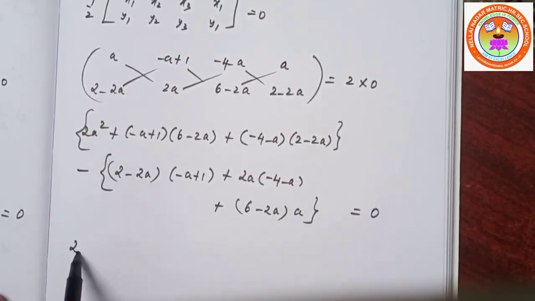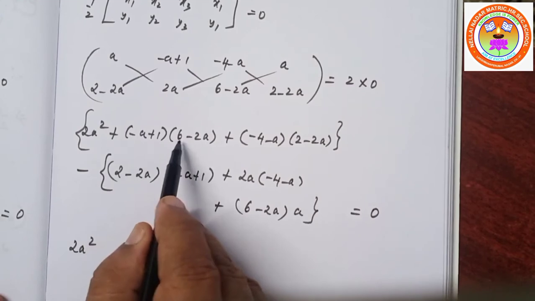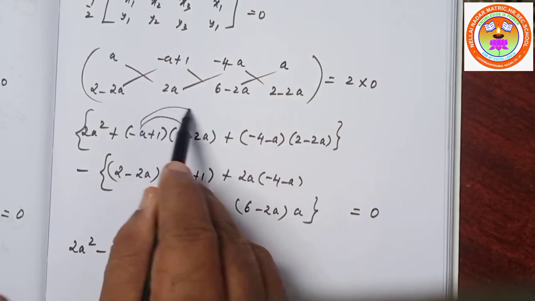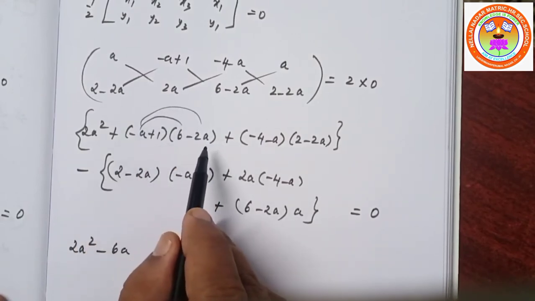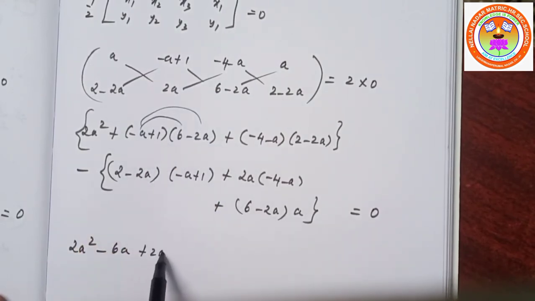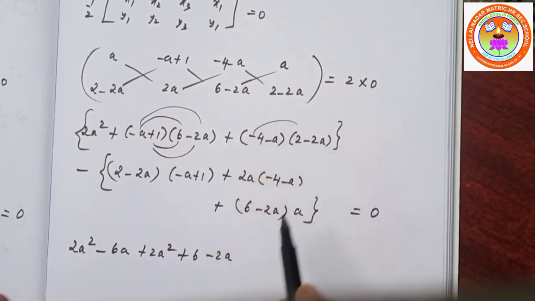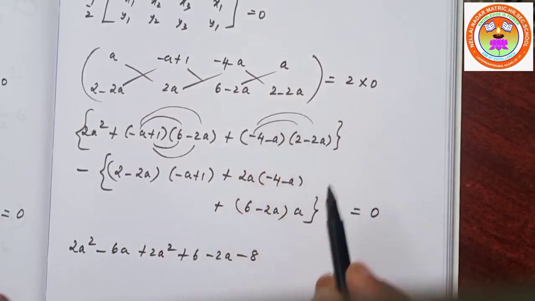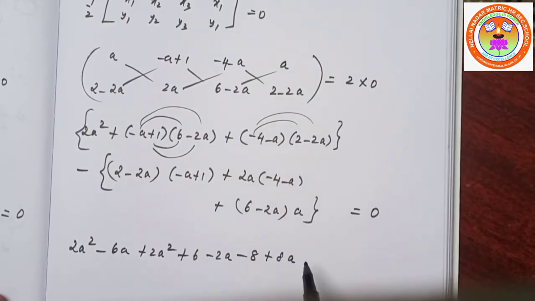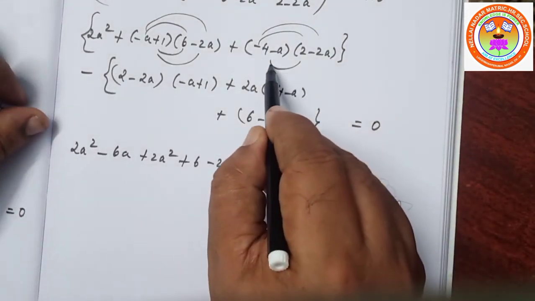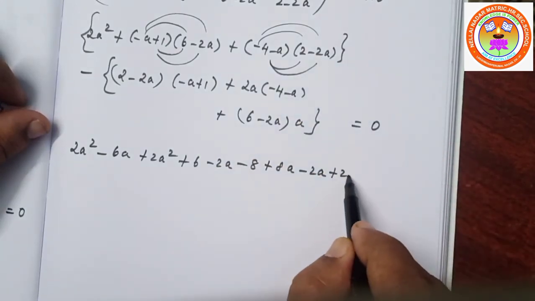Write 2a squared first, minus a into 6, that is minus 6a. Then you have to multiply these two, minus into minus plus, 2a into a, that is 2a squared. 1 into 6, 6. 1 into minus 2a, minus 2a. Minus 4 into 2, minus 8. Minus 4 into minus 2a, that is plus 8a. Minus a into 2, that is minus 2a. Minus a into minus 2a, that is plus 2a square.